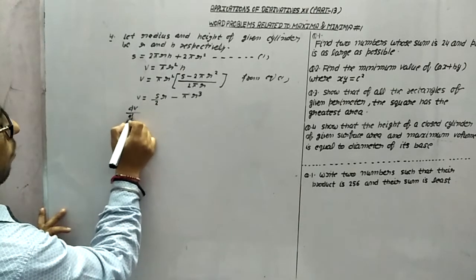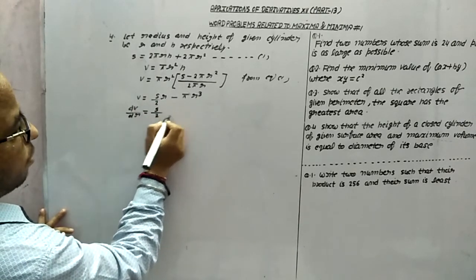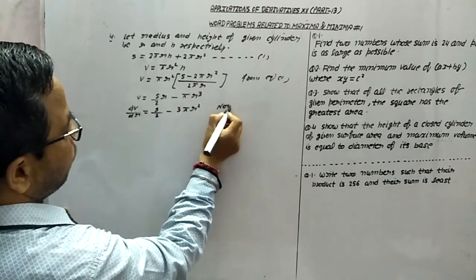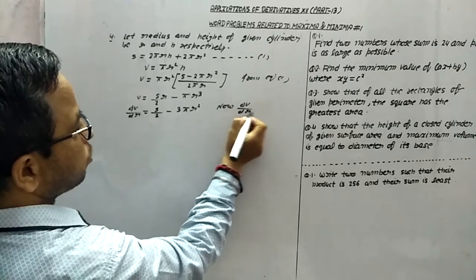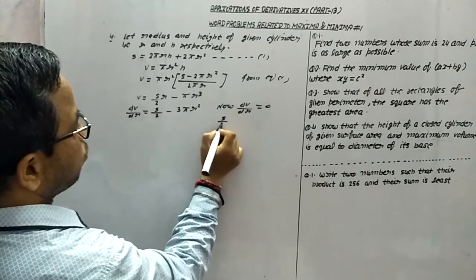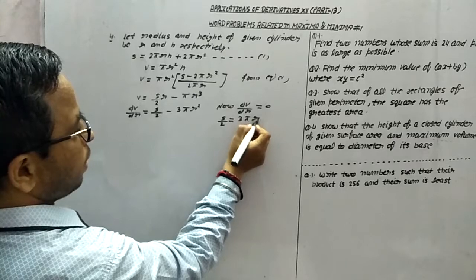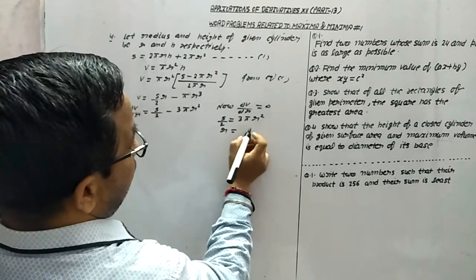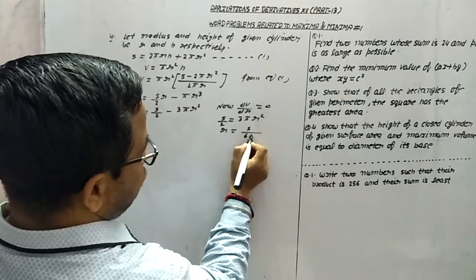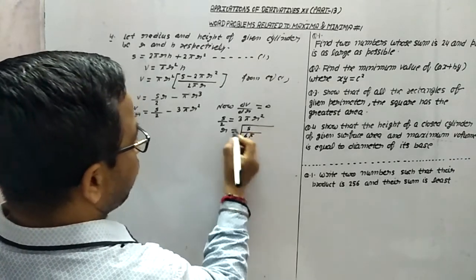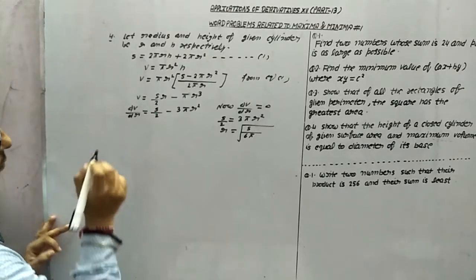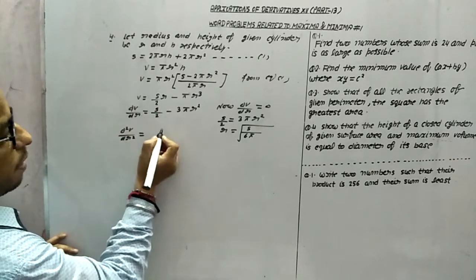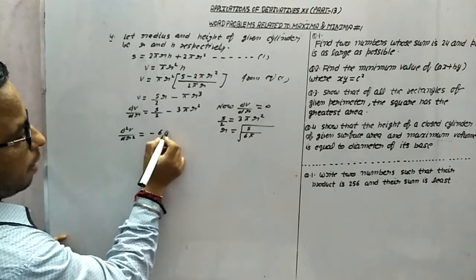Now we will find dV by dr. dV by dr is S upon 2 minus 3 pi r square. Now dV over dr is equal to 0. It means S upon 2 is equal to 3 pi r square. It means r is equal to under root S upon 6 pi. Now we have to find d2V over dr square. d2V by dr square is minus 6 pi r.